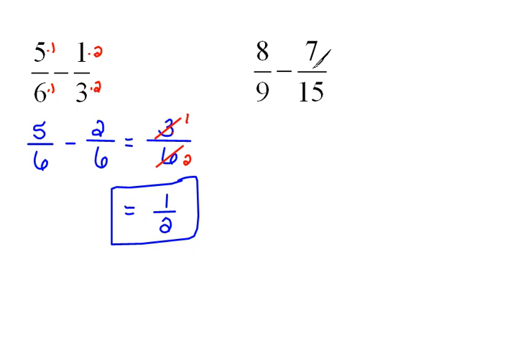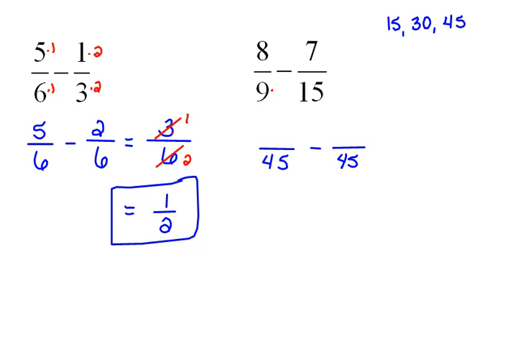Alright, for the next one, we have 8/9 minus 7/15. So we need that common denominator. So let's start with the biggest number, which would be 15. Okay, 9 won't go into 15. 15 times 2 would be 30. That's not divisible by 9. 15 times 3 would be 45. That's divisible by 9. So our common denominator here would have to be 45.